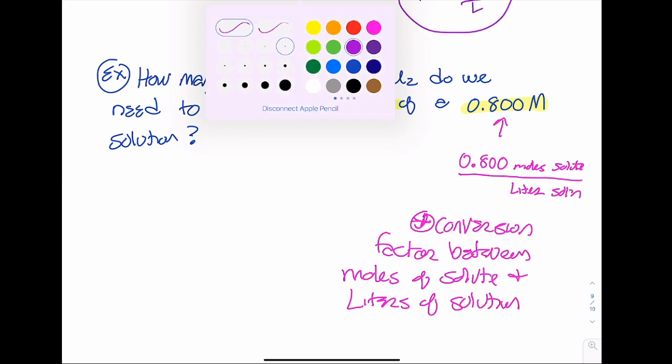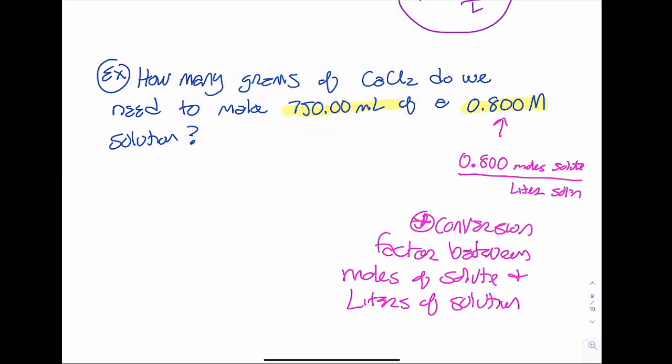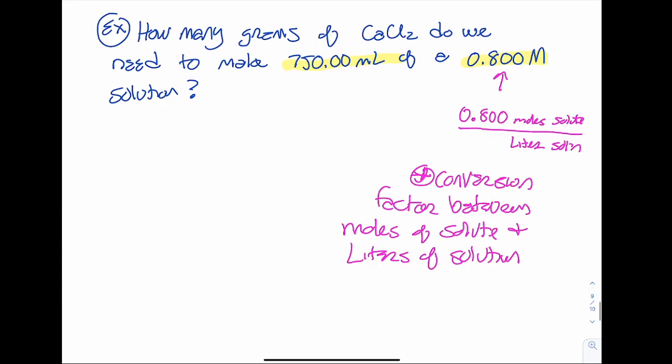Remember, we never start with our conversion factors. So essentially the question is, how many grams of calcium chloride do I need to make 750.00 milliliters of solution? And then the concentration of that solution is 0.800 molar, is how I would think about it. So I'm going to start with that volume. It is the conversion between moles and liters, not moles and milliliters. So we do need to convert that milliliters to liters first.